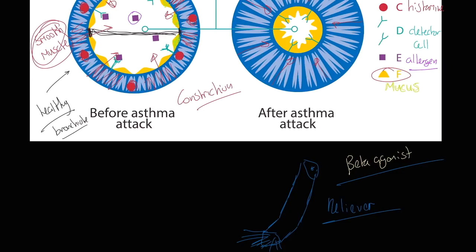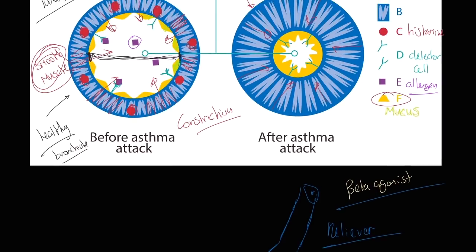And what this does is it releases a beta 2 agonist, and these come down into the bronchial, and they're picked up by these little detector cells, slightly different ones this time, which we call our beta detectors. And these beta detectors cause the smooth muscle to relax. If we can achieve that, then the bronchial is going to open and this asthma attack is going to be, to some degree at least, avoided.